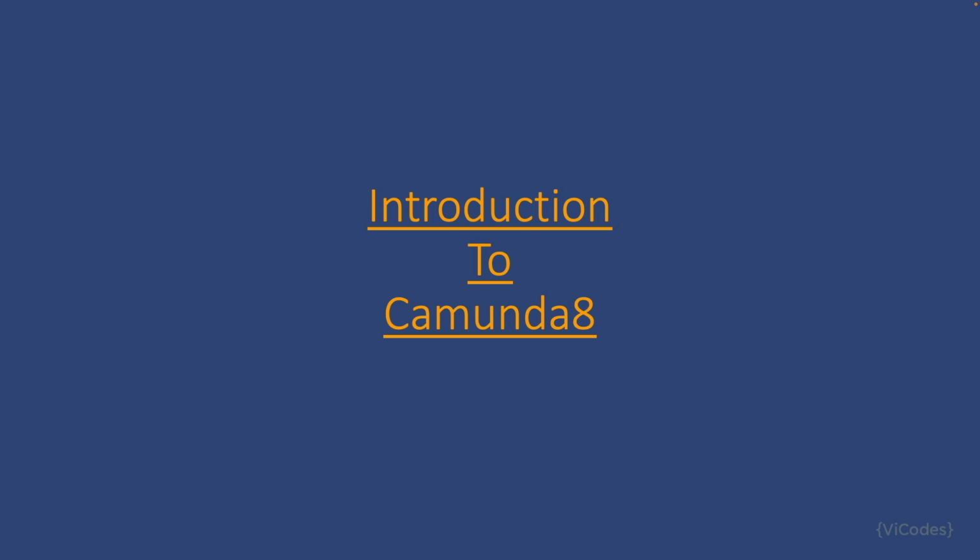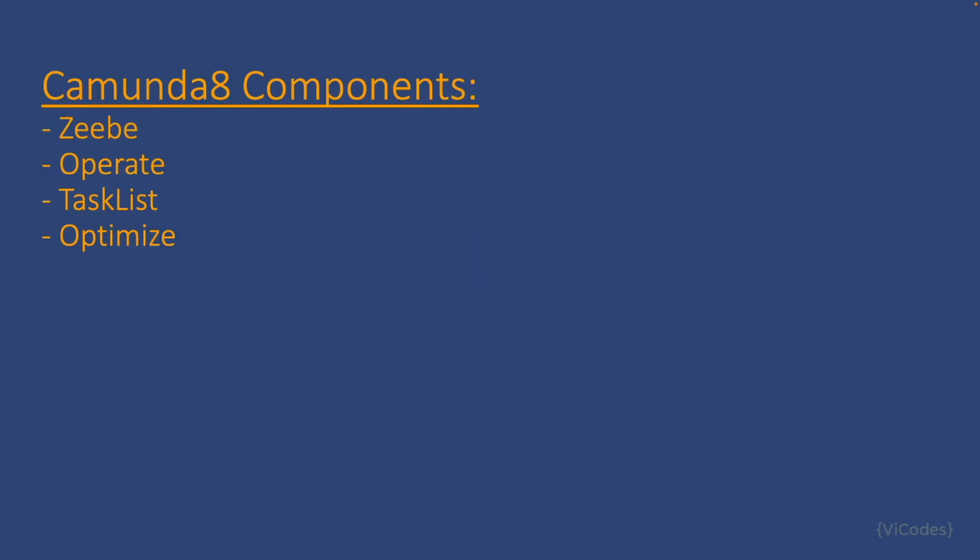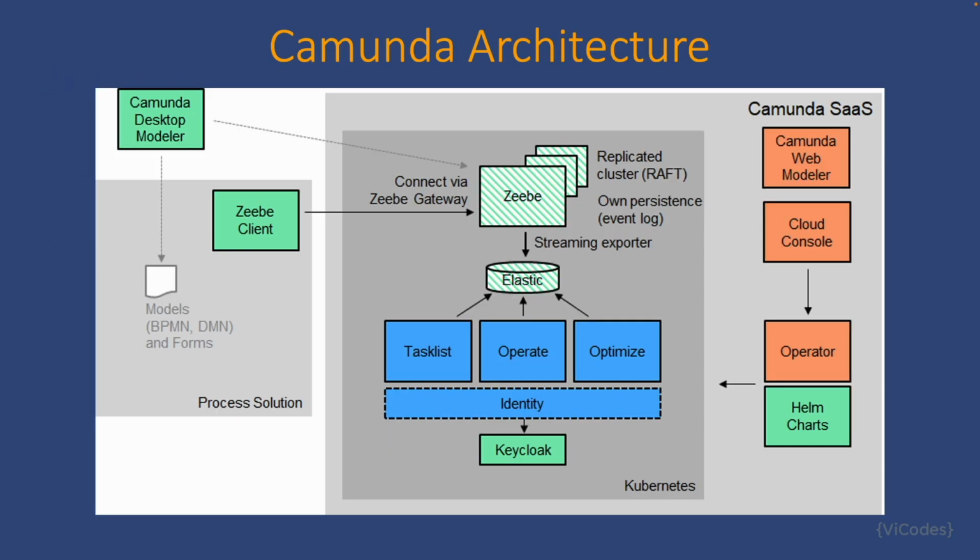Now, Camunda process flows follow the model that we have created using its modeler. As we are focused on Camunda 8, it has three major components, which are Zeebe, Operate, and Tasklist. And there is one more component, which is Optimize, that we will be studying in another series. Now, jumping to the Camunda architecture.